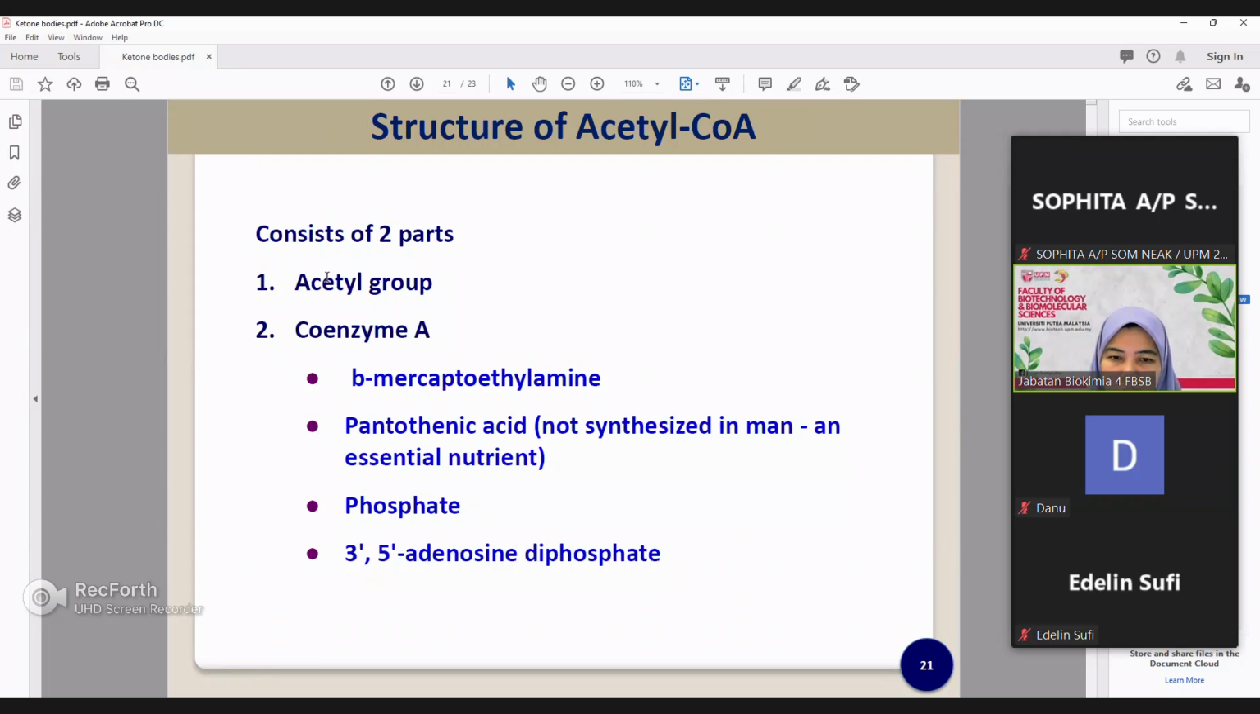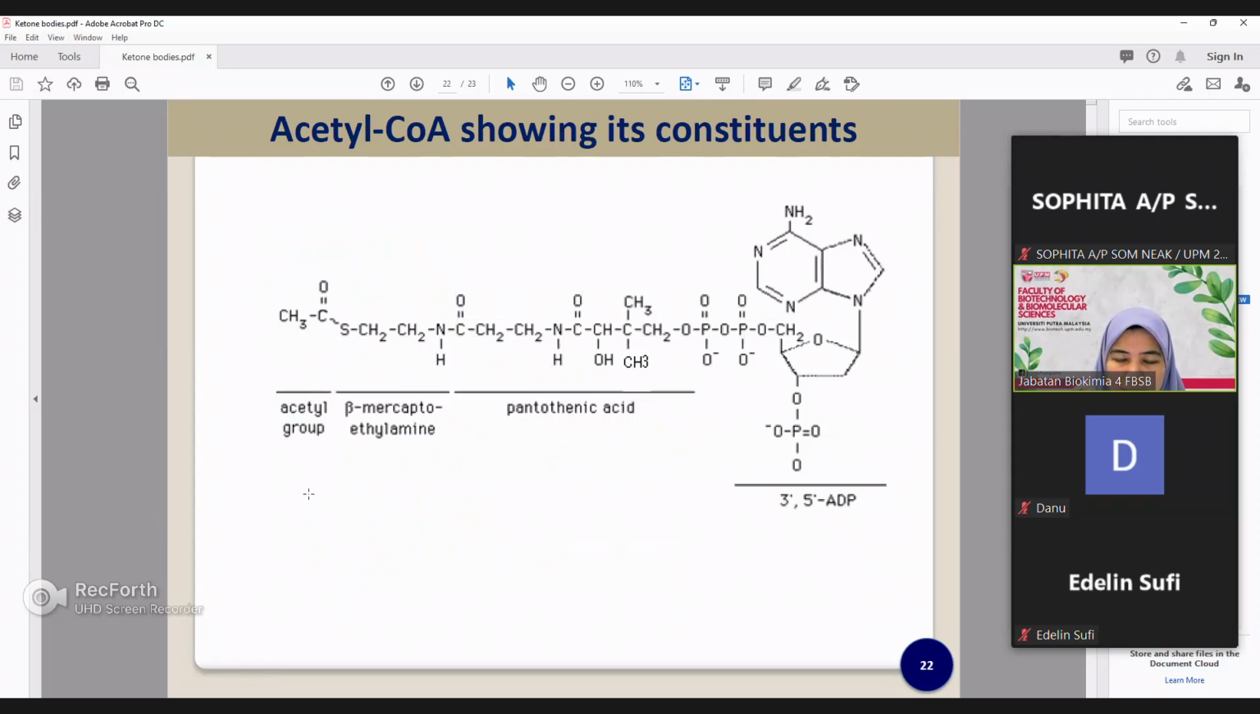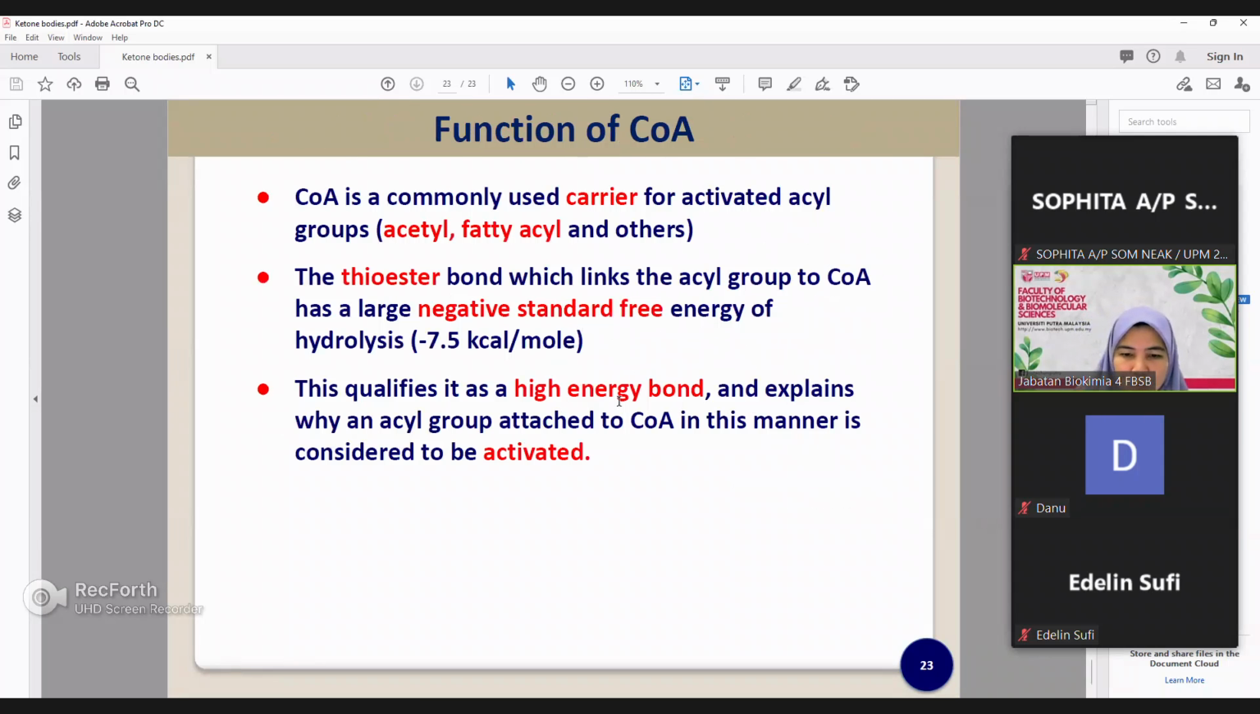A little bit on the structure of acetyl-CoA. There are two parts: the acetyl group and coenzyme A. In coenzyme A, we have beta-mercaptoethylamine located next to the acetyl group, and we also have pantothenic acid. So what is the importance of CoA? It can be used as a carrier for activated acyl groups.